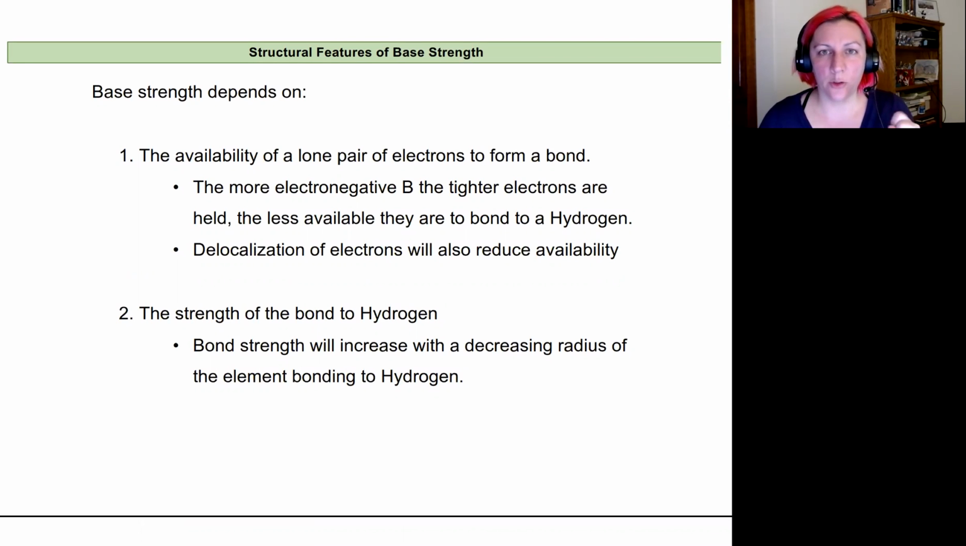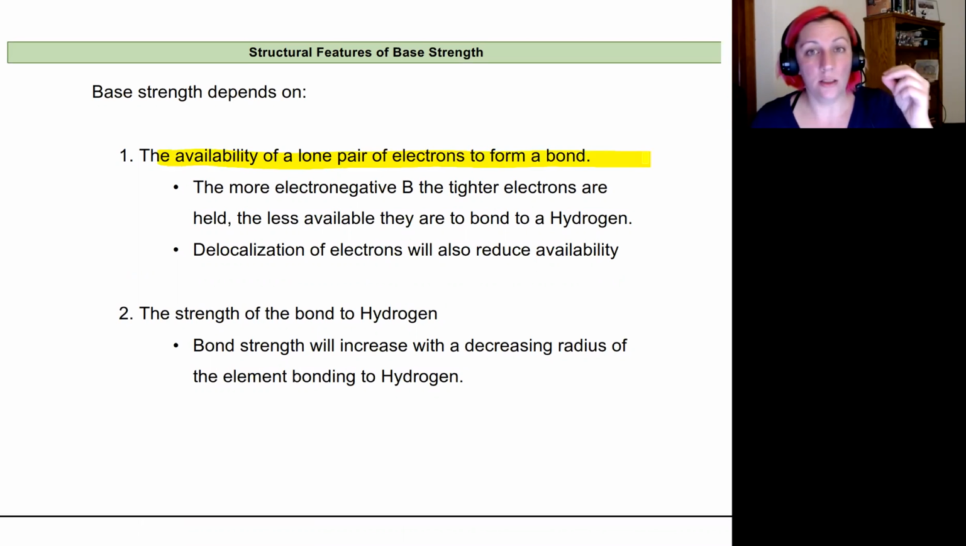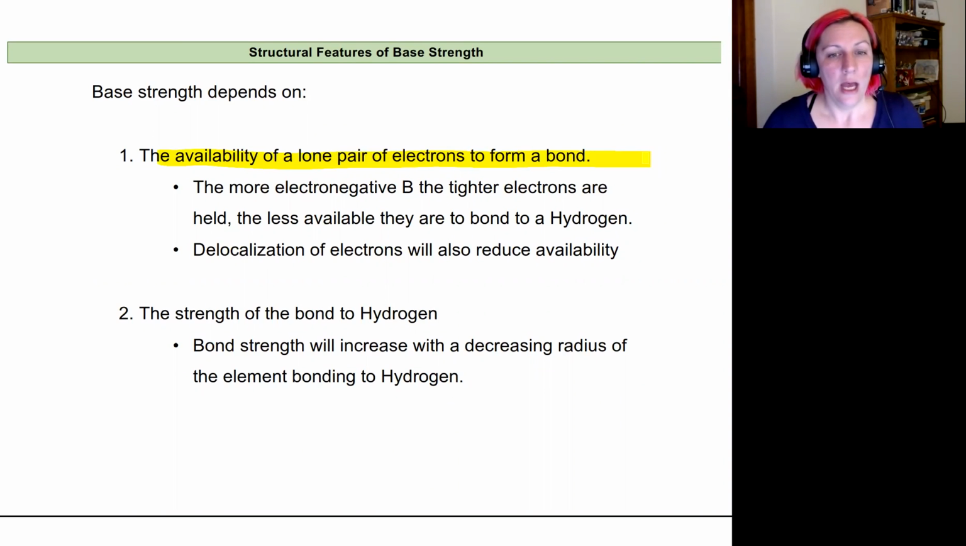In this video, we're going to focus in on the structural features that lead to a strong base. In general, the strength of a base, which again is how much it can accept a hydrogen, depends on two things: the availability of lone pair electrons to form a bond. Those electrons that are going to form the bond to the proton need to be readily available, and then the strength of the bond to the hydrogen.